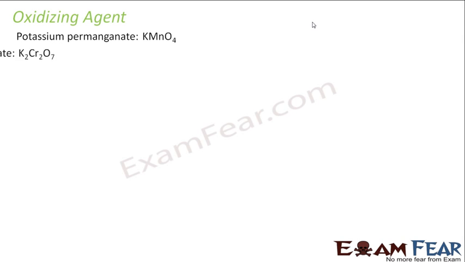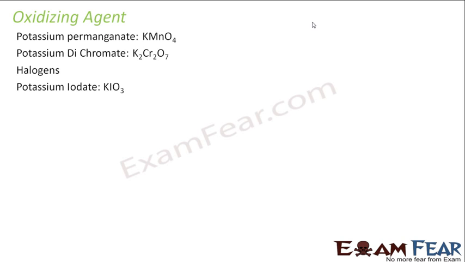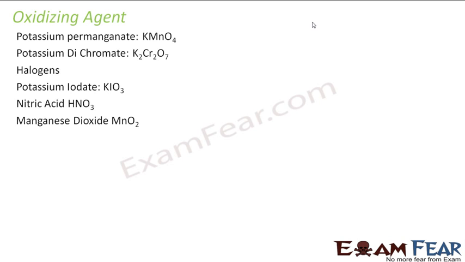So we talked about oxidizing agent, reducing agent, oxidant, reductant. Let's see some of the popular oxidizing agents. Potassium permanganate is one, we use it a lot in the labs. Potassium dichromate, K2Cr2O7, is also a very popular oxidizing agent. Halogens, chlorine, fluorine, bromine, iodine, are also oxidizing agents. Potassium iodide is also an oxidizing agent. Nitric acid is also a strong oxidizing agent. Manganese dioxide is also a strong oxidizing agent.